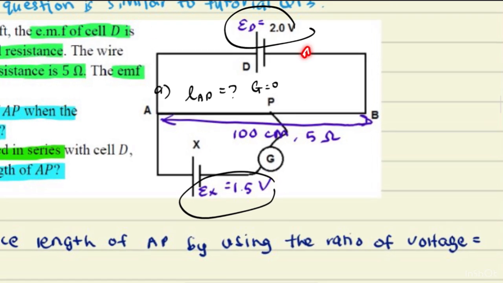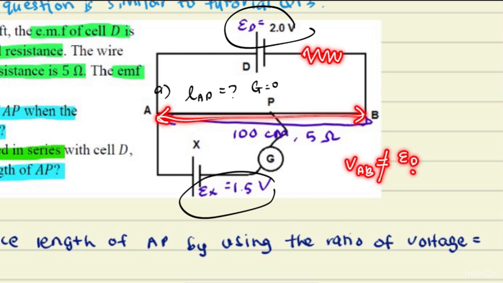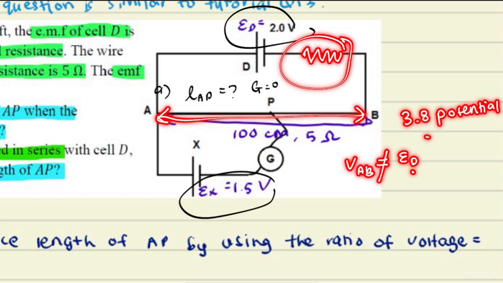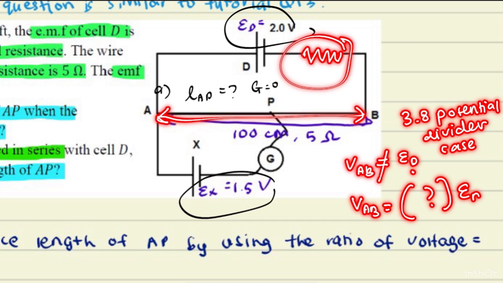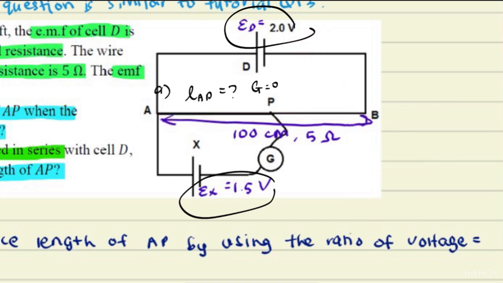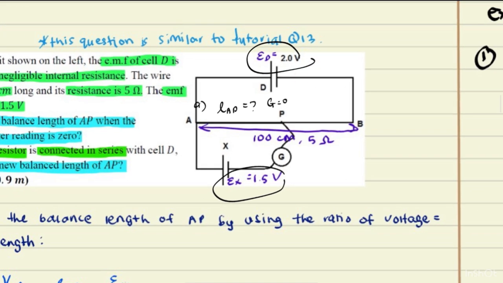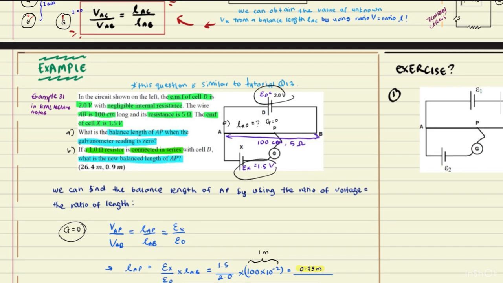If we put the resistor here, VAB is no longer equal to the EMF of D, because this has now become a potential divider case. So there must be a ratio of something. VAB equals a ratio times ED, because we want to divide our voltage now, since it is in series with our additional resistor here.